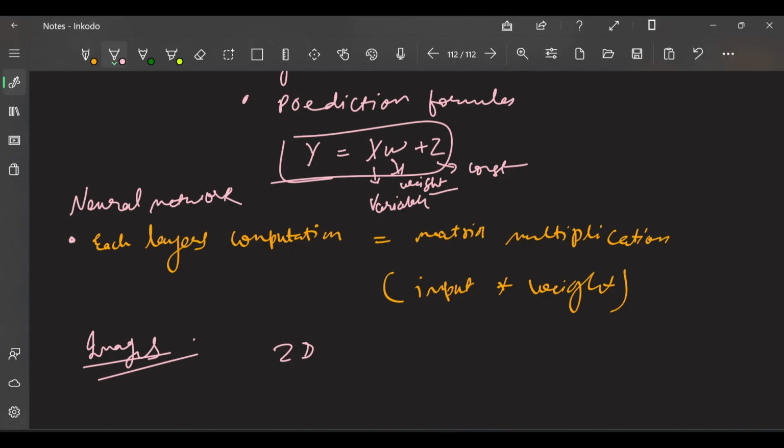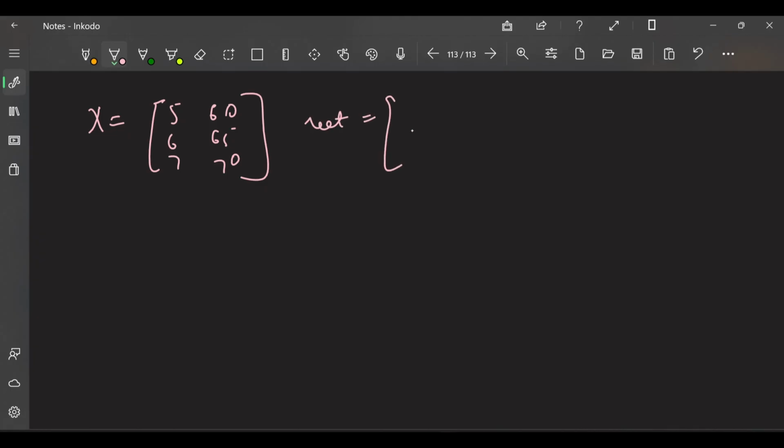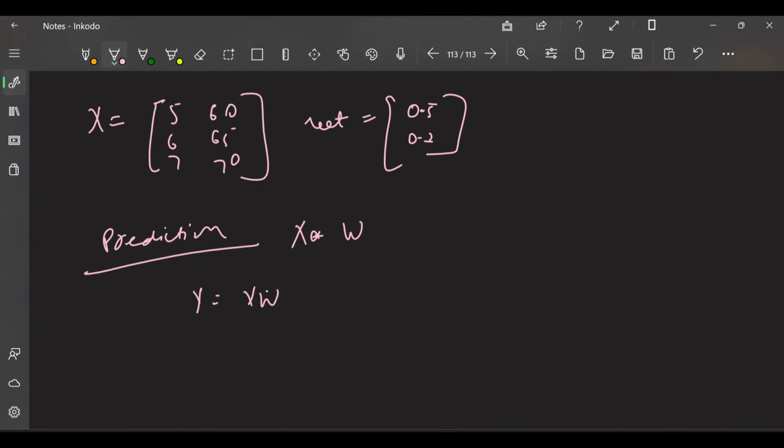Let's take a quick example for everything we have done. Suppose the data set is x is equal to 5, 6, 7 and here 60, 65 and 70. Okay. And the weight is equal to 0.5 and 0.3. So the prediction is equal to what? X into weight, which is W. Okay. So Y is equal to XW as we have seen.